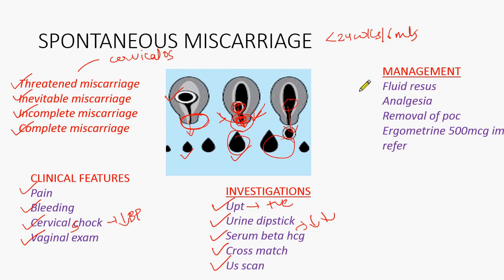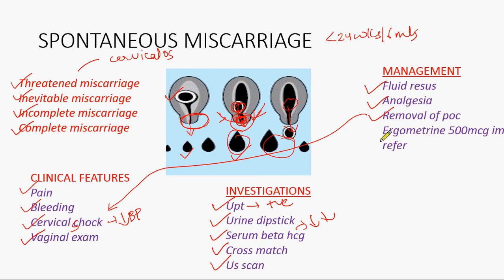How do you manage? Fluid resuscitation is the mainstay with analgesia for the pain. You remove the products of conception if the patient is having cervical shock, and ergometrine is given when the patient is having increased amount of bleeding. This is because ergometrine or ergot alkaloids are vasoconstrictors, and we want to cause constriction of the blood vessels and therefore prevent the excess amount of blood loss. 500 micrograms intramuscular is the dose given, and then we refer to the gynecological team.